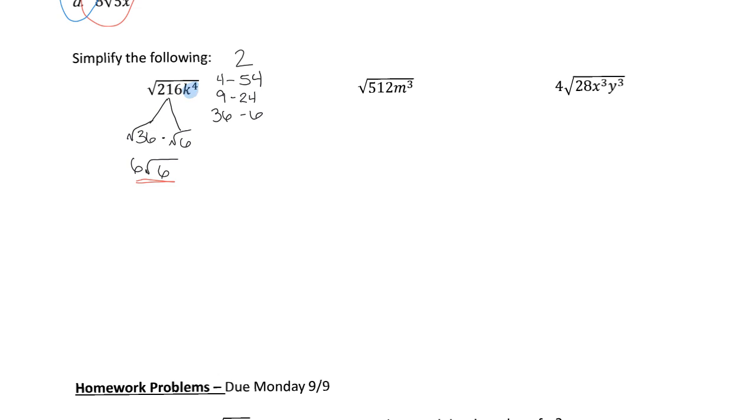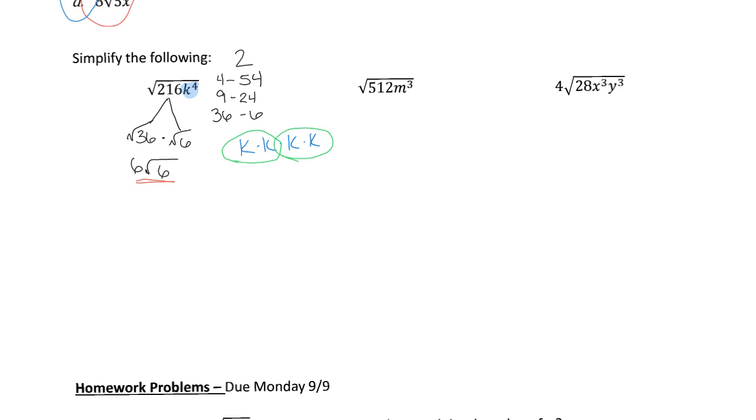But we do. We have k to the 4th. Okay? K to the 4th, remember, is k times k times k times k. Okay, and we want the square root of that. Remember, a square is something times itself. So how many pairs do we have? How many k times k? So we have one k times k, and then we have another k times k.